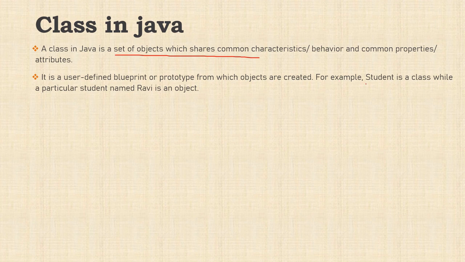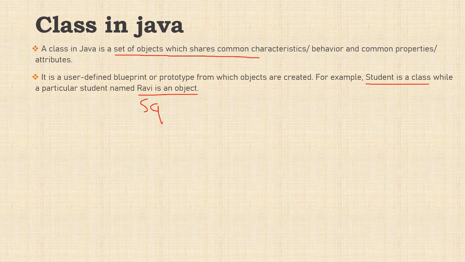For example, student is a class, so we are going to take another example of student. A student is a class, while a particular student named Ravi is an object, same like the dog example. So here student is a class and Ravi will be the object of that class. If you want to create another object of the class, we can create Saurabh. Saurabh will be another object of that class.